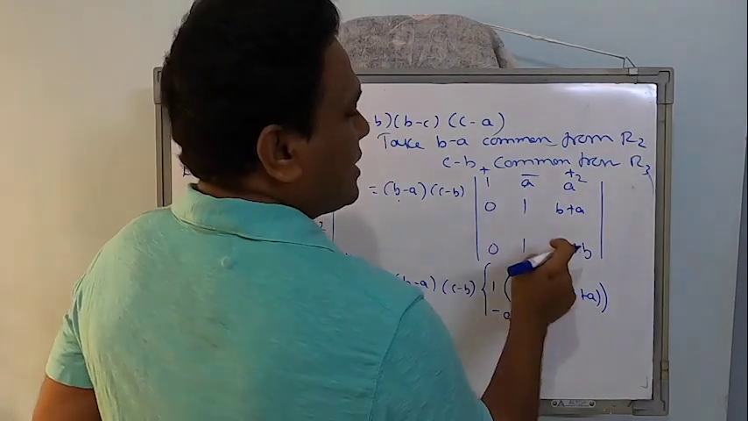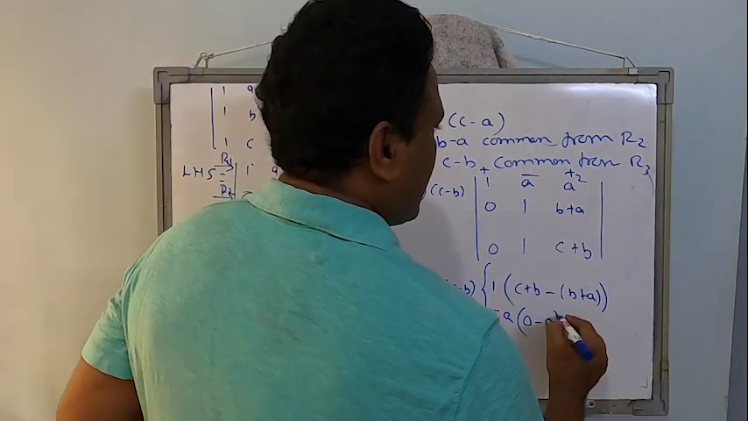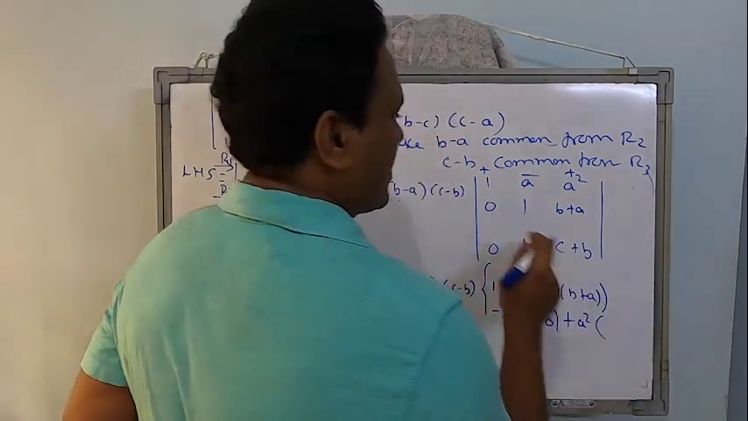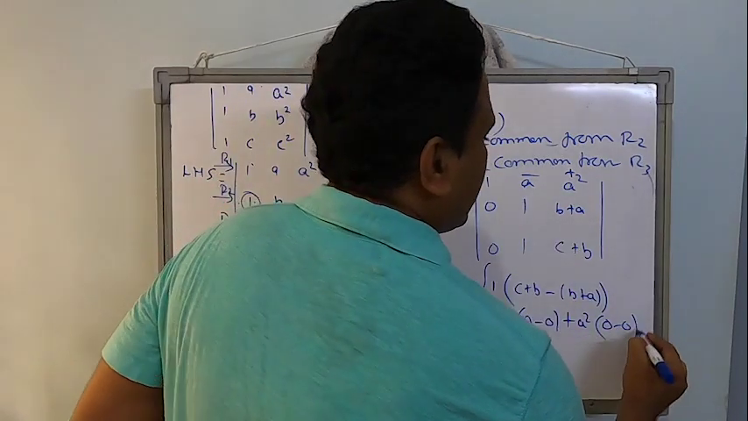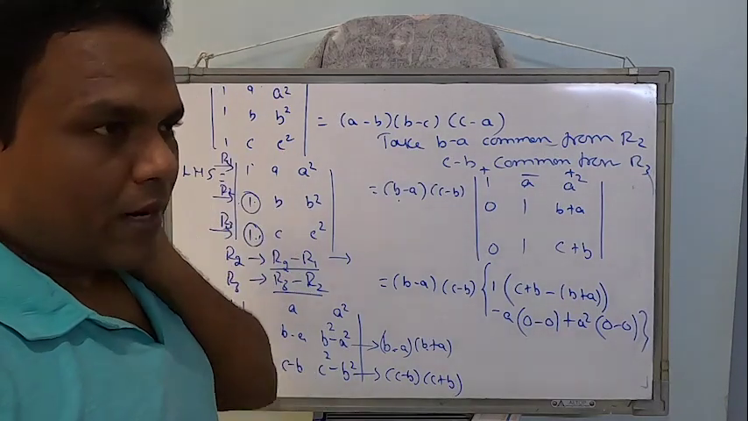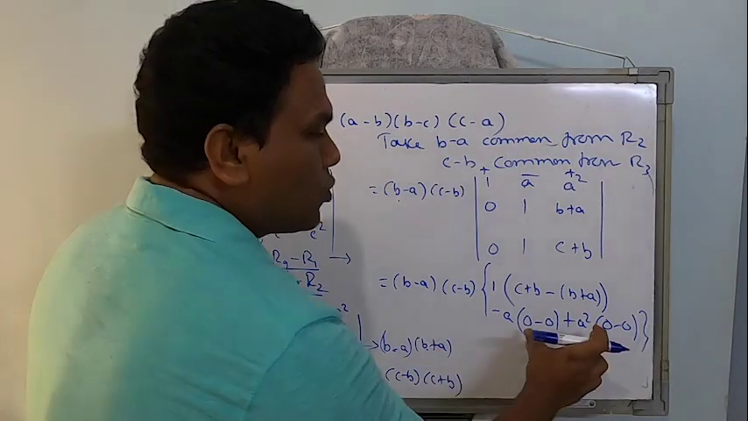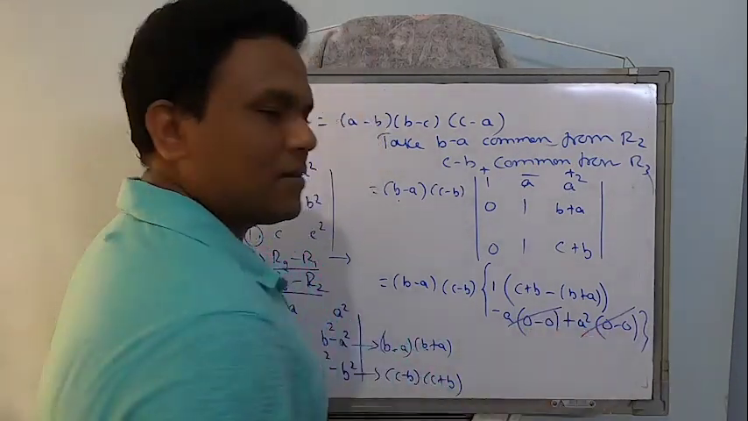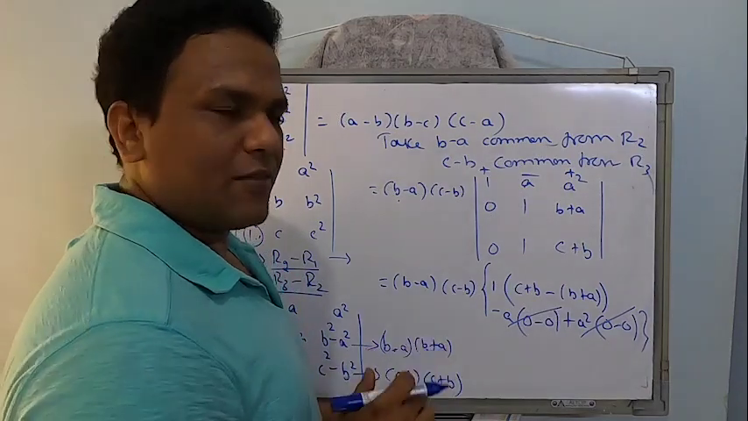Open the bracket. 0 multiplied by c plus b, 0. b plus a multiplied by 0, 0. The last element is a square. 0 multiplied by 1, 0. 1 multiplied by 0, 0. The expansion is over. See, the advantage of making 2 ones as 0 is this, students. 2 elements will directly become 0. No need to expand these 2. You can just leave it as it is.